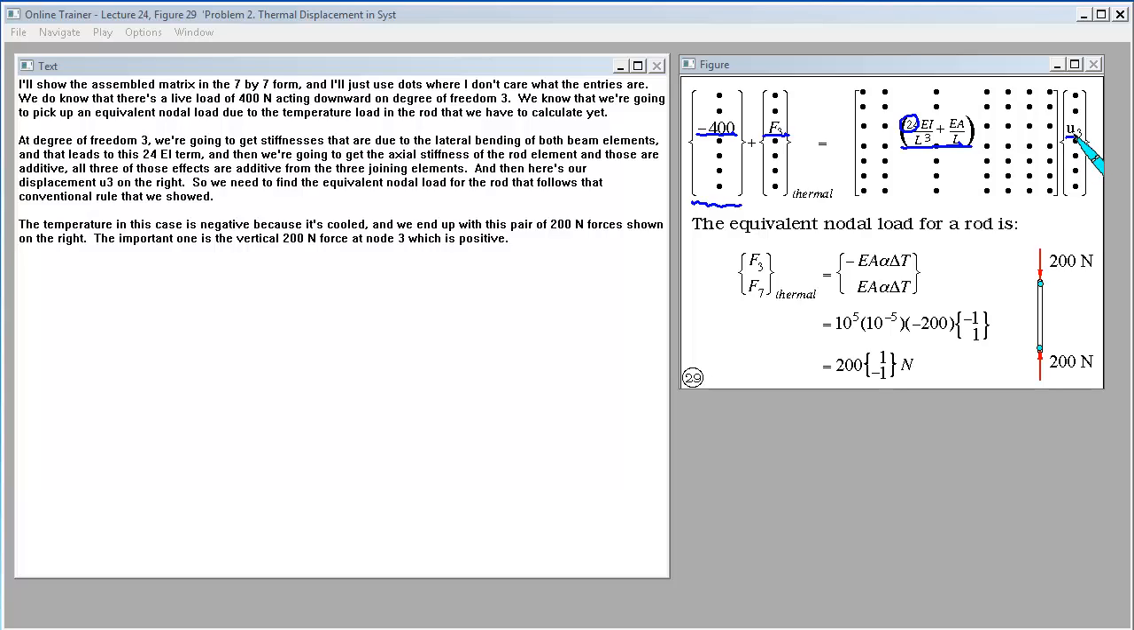So we need to find the equivalent nodal load for the rod. It follows that conventional rule that we showed. The temperature in this case is negative because it's cooled, and we end up with this pair of 200 Newton forces shown on the right. The important one is the vertical 200 Newton force at node 3, which is positive.